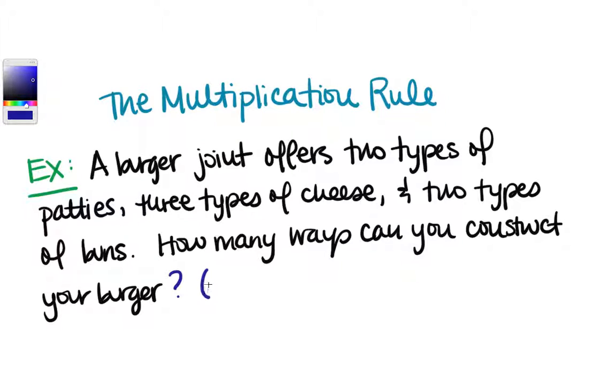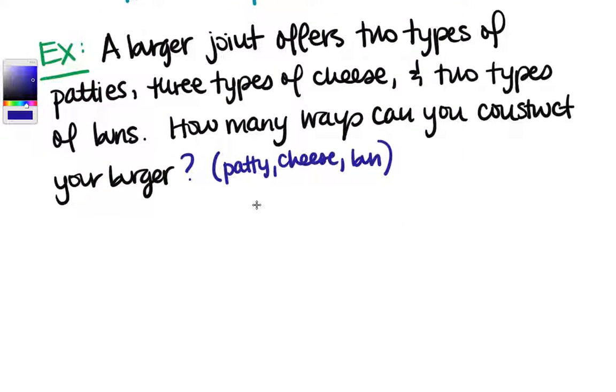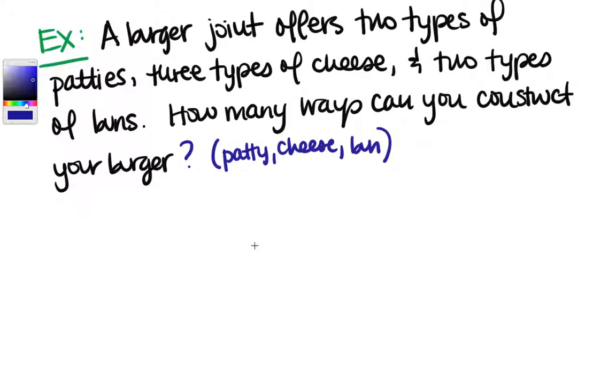Okay, so the assumption here is that we're only talking about the patty, the cheese, and a bun. We're not talking about lettuce, tomato, ketchup, mustard, whatever other toppings. We're only talking about these. And what we're going to do is hopefully work this out in a way that illustrates a little bit of why the multiplication rule works.